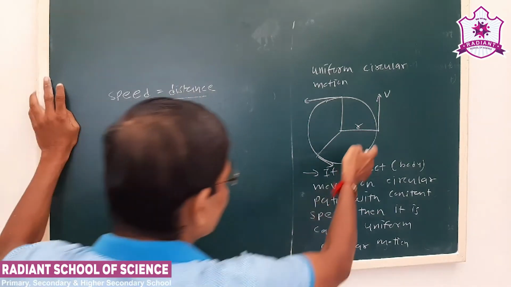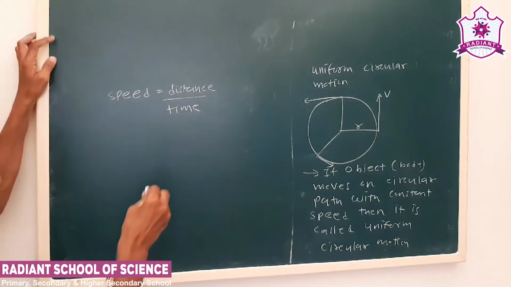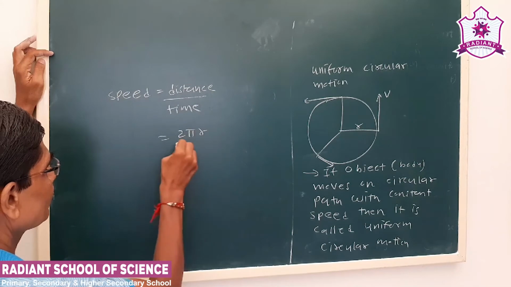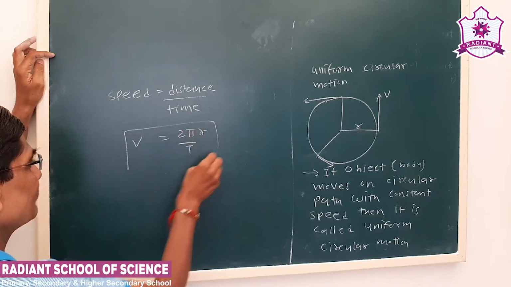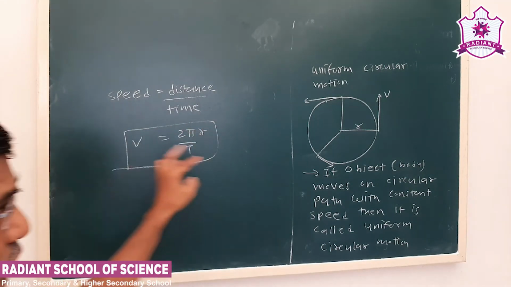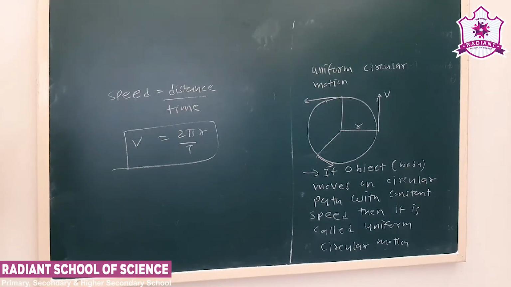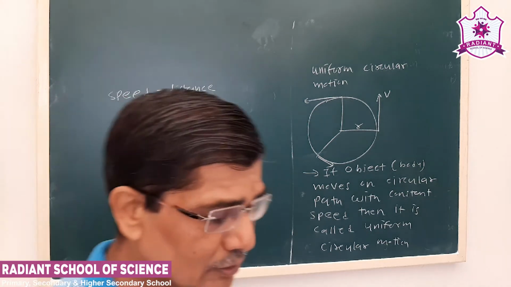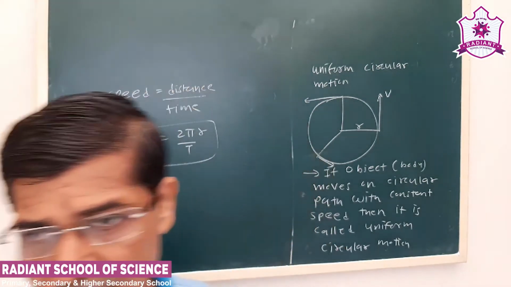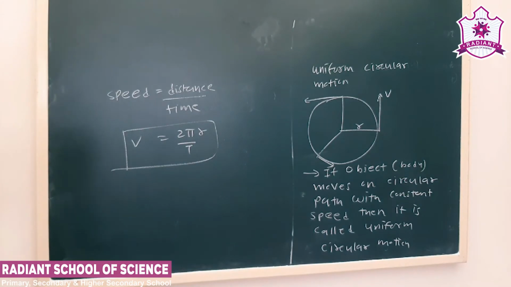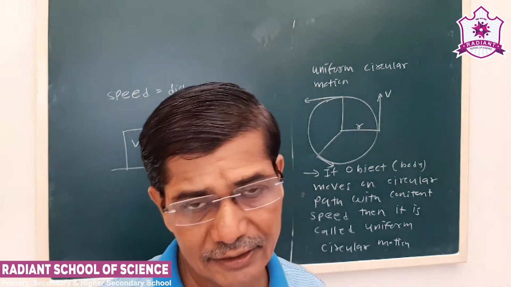Now distance is nothing but the path covered during the motion, that is the circumference, 2 pi r, upon t. That is the value of the speed on motion with a constant speed on a circular path. That is also called uniform circular motion. So these are the main formulas, equations and graphs which we studied in this lesson.